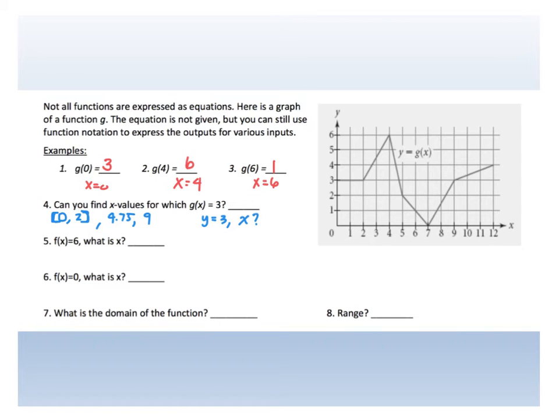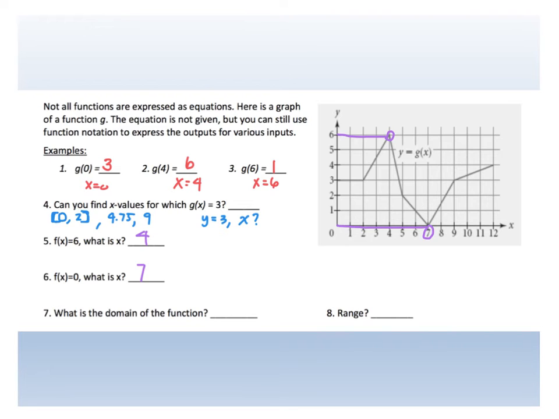Let's do purple. All right, it says f of x is equal to 6. What is x? Basically, it's telling you that y is equal to 6. What's x right there? You go down, that's positive 4. Same thing with the next one. It says f of x is equal to 0. What is x? Right here, it touches my graph right here, which happens to be 7. F of x is equal to 0, so x is equal to 7.